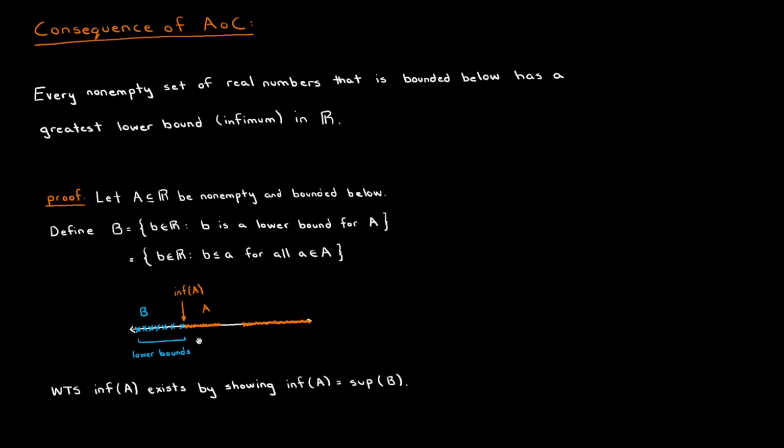And the main tool at our disposal is the axiom of completeness, which is a statement about upper bounds and least upper bounds. And the key to notice here is that the supremum, or the least upper bound, of all the lower bounds is a candidate for the infimum of A. So I'll say that one more time because this is very important. The key to realize is that the infimum of A, which is the greatest lower bound for A, is actually the supremum of all lower bounds. And so we will show that the infimum of A exists by showing that the infimum of A is equal to the supremum of B.